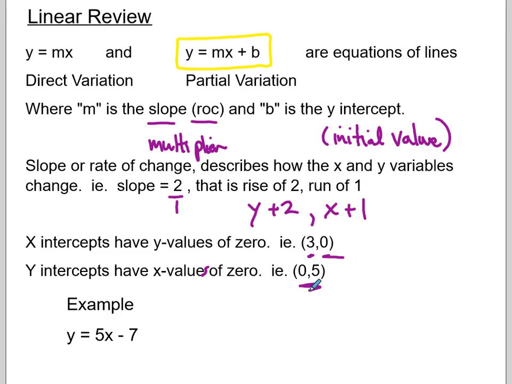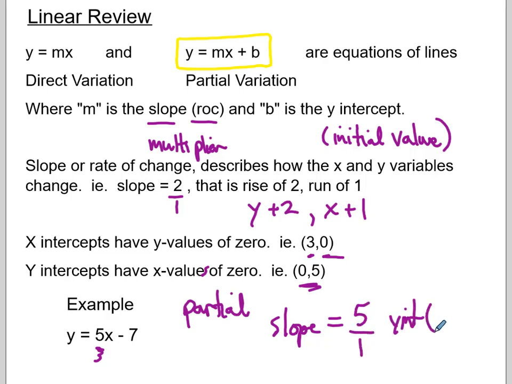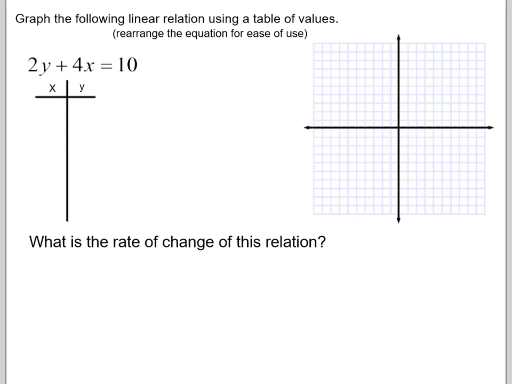So here's an example. We can see right away this is partial. And we should be able to interpret a few things very quickly. We should be able to see the slope. There's that m value right there. It's the multiplier in front of the x, so the slope is 5 over 1. And the y-intercept comes from this term, including the sign, 0, negative 7. Okay, so we're going to build on that knowledge today and add a few other pieces.